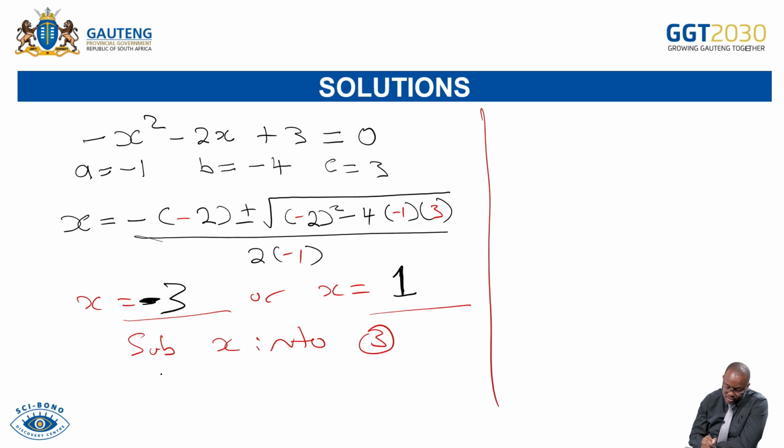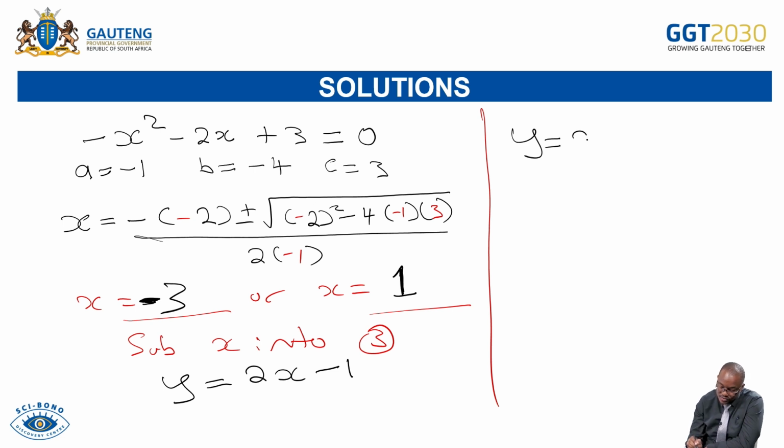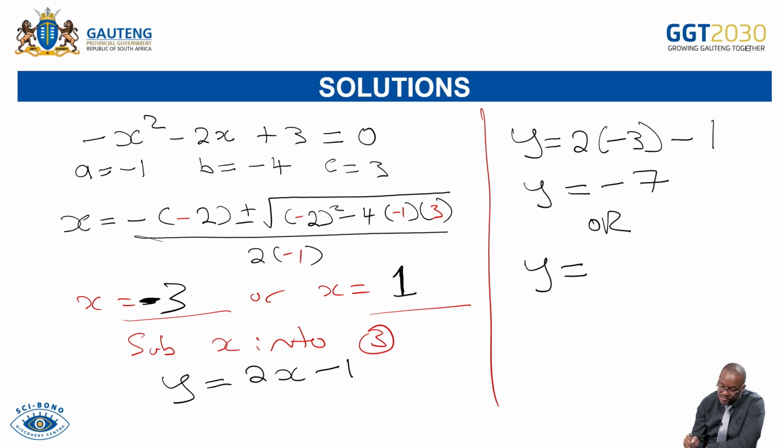So now we can continue by substituting x in equation 3, which is 2x minus 1. So now we're going to have y is equal to 2 into -3 minus 1. So y is going to be -6 and 1, and is going to be -7. Or we can say y is equal to 2 into 1 minus 1. So it's going to be y is equal to, in this case, 1.